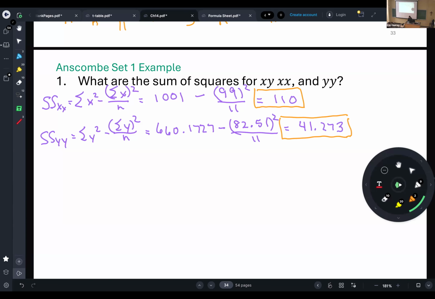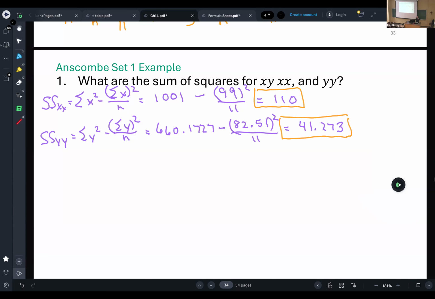I try not to make mechanical errors, but it can happen. That's why it's so important to write down the formula, because it keeps everything straight. It reminds us of what we're doing as well.